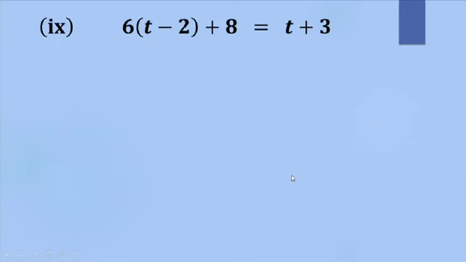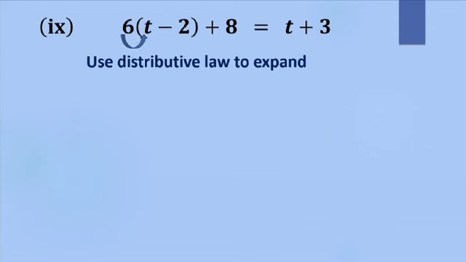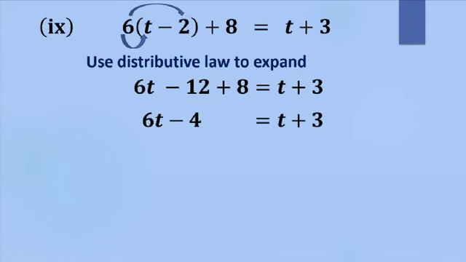Next one. 6 into t minus 2 plus 8 equal to t plus 3. So here I will have to use the distributive law first to expand. 6 times t and 6 times minus 2. So this gives me 6t minus 12 plus 8 equal to t plus 3. So I will simplify on the left hand side first. Minus 12 plus 8, this gives me 6t minus 4 equal to t plus 3.